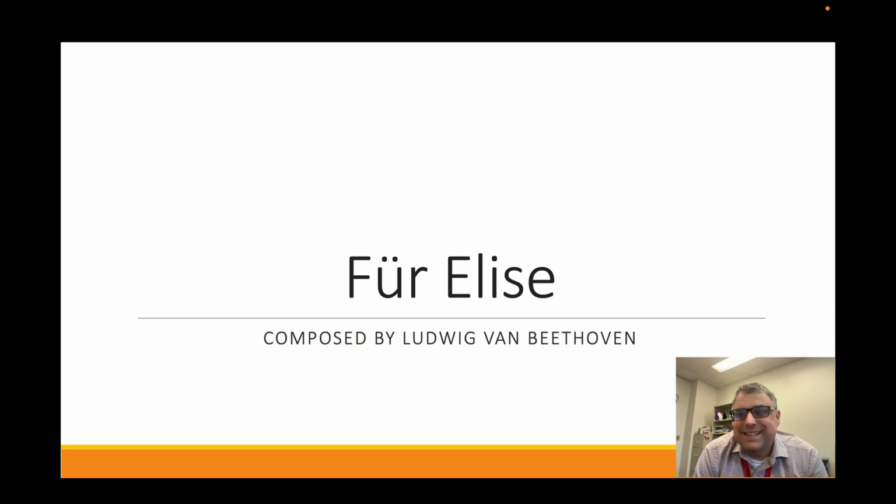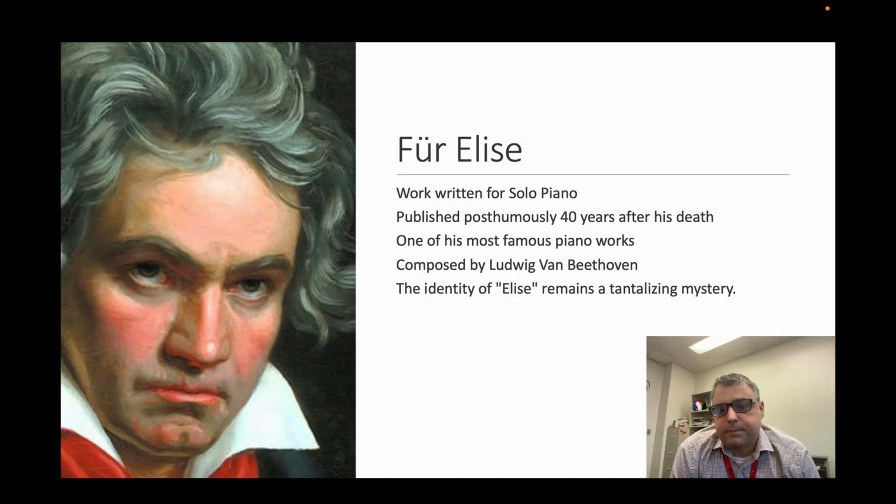Welcome. In this lecture, we're going to look at Rondo form and the piano piece called For Elise. For Elise is probably one of Beethoven's most popular compositions. It's written for solo piano. In fact, many emerging pianists strive to learn this piece, and it's definitely a famous piece in the media, on TV, seen in movies, and so forth.